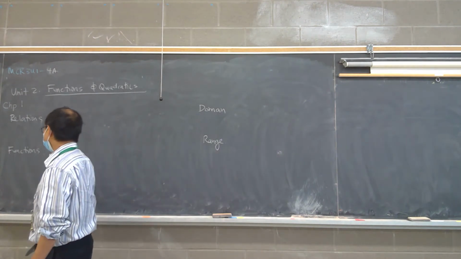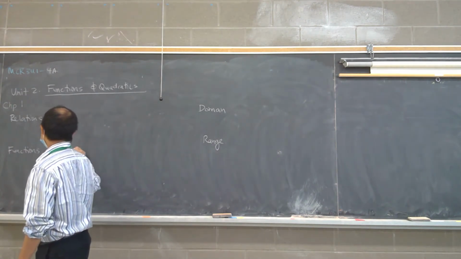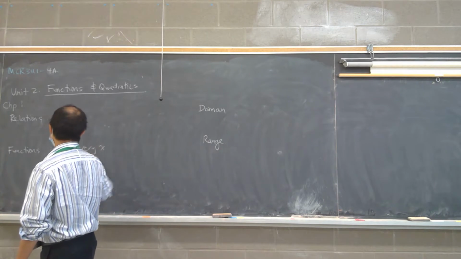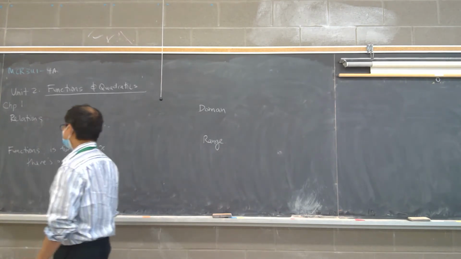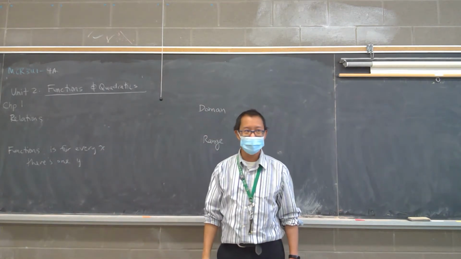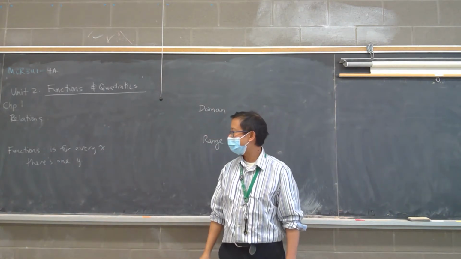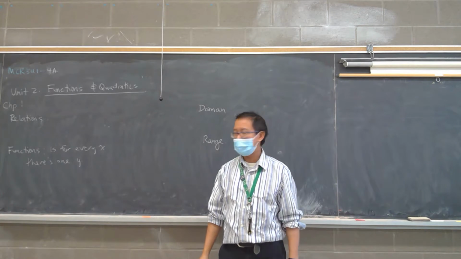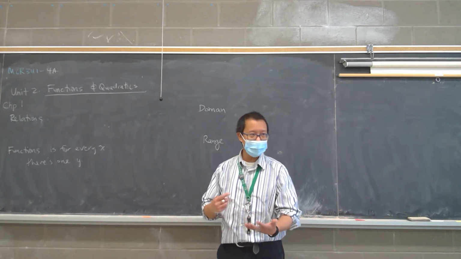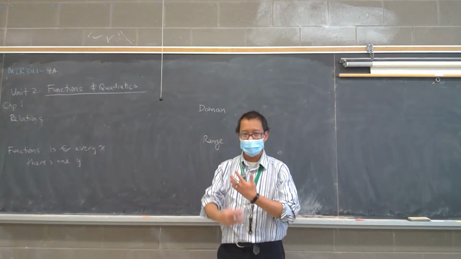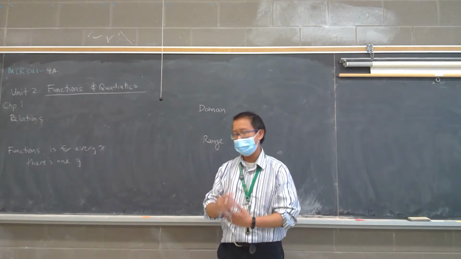A function is, for every x, there's one y. Some of you are going to find this a little weird. That's the definition of function. For every x, there's one y. So it's probably better to actually take a step back and also show you examples.